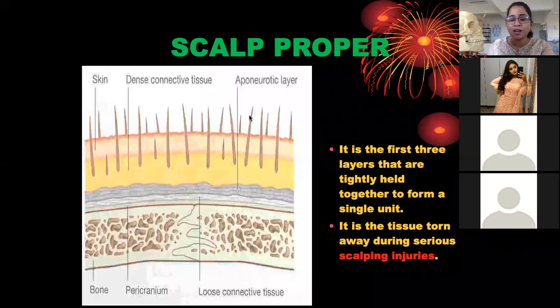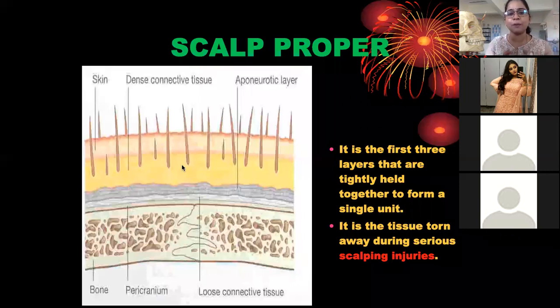Why do these 3 layers come together first? Because they are very much adherent to each other. Because of the second layer, what is the second layer? Connective tissue. This connective tissue is so thick that it adheres to both the first and third layers. So when you are stripping the scalp from the vault, you will see that the first 3 layers come off very easily. That's why these 3 layers form the scalp proper.